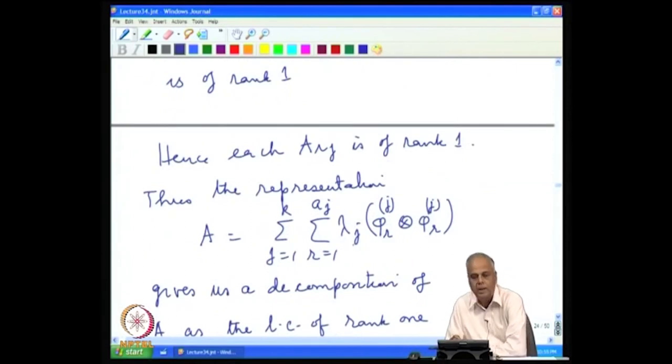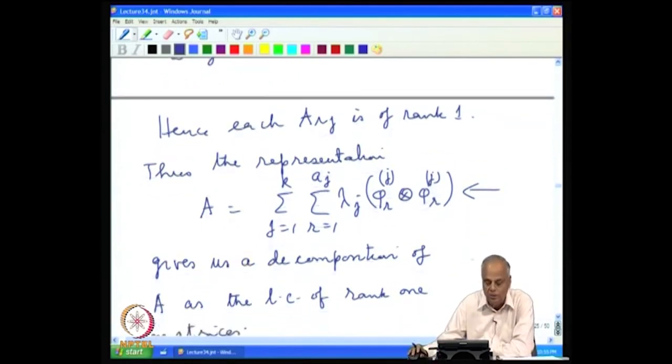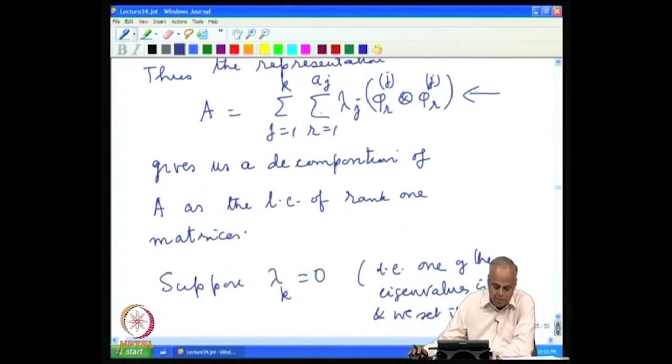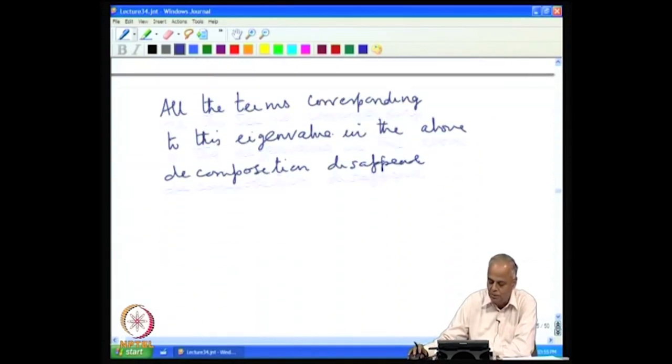We are going to multiply lambda j times in this decomposition. You will see that there is a multiplier lambda j. So, if that eigenvalue corresponding to k is lambda k term we take, then all those terms will disappear. Now, how many terms are there? What is the effect of the disappearance? If you look at all this, then we get a decent decomposition of A.